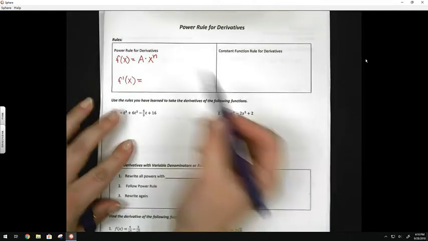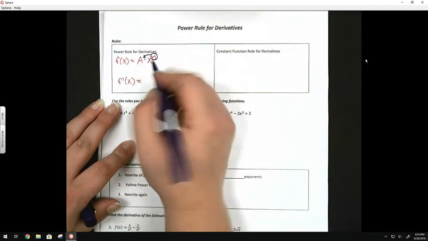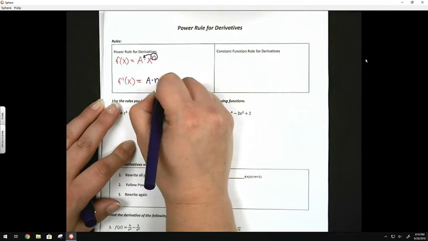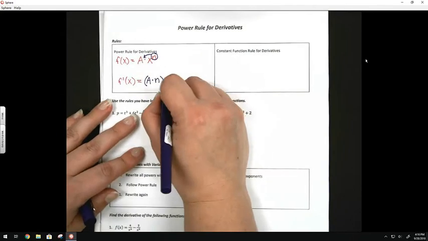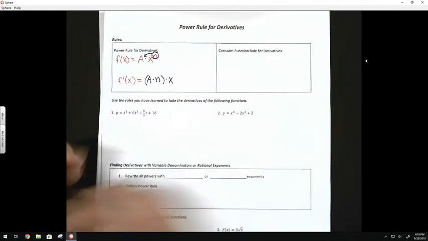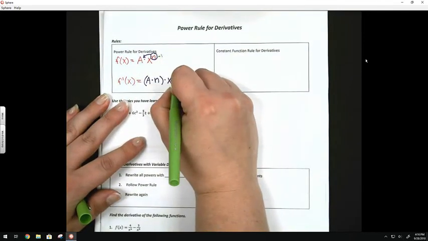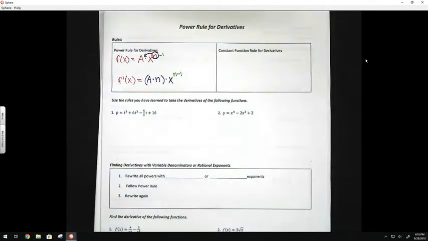We're going to take our exponent and drop it down, so now our coefficient becomes a times n, and then times x to the, and instead of n, we're going to subtract 1 from our exponent. We noticed in class that we went from an x squared to just an x. We dropped the exponent, multiplied it by the coefficient, and subtracted 1.